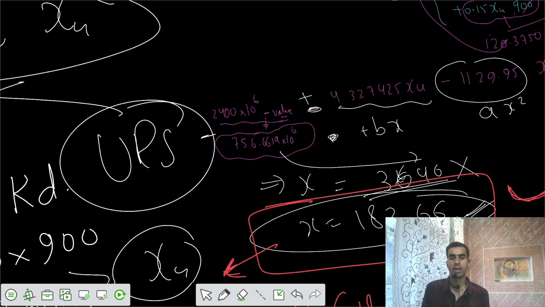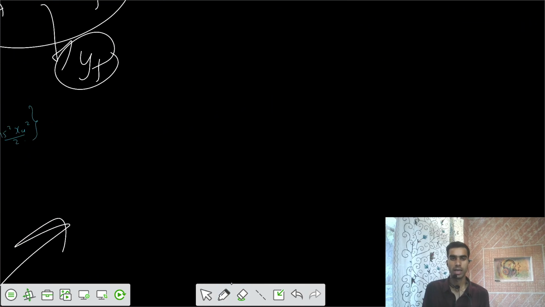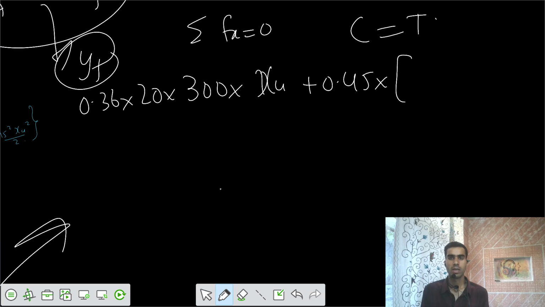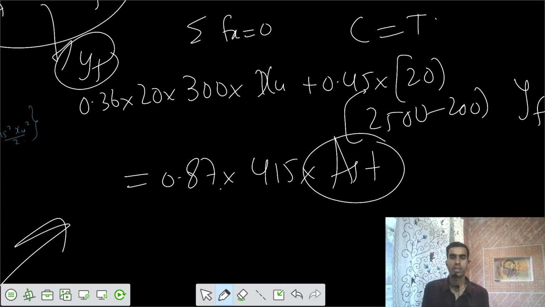Let's solve for the steel area. So how can you solve for the steel area? I would say go for the summation of forces in X equals 0, C equals T. That means 0.36 FCK BW XU actual, plus 0.45 FCK (BF minus BW) YF, is equal to 0.87 FY AST. That AST we need to calculate.